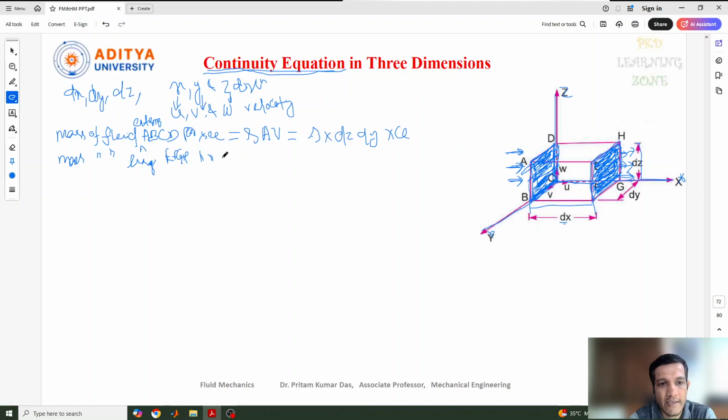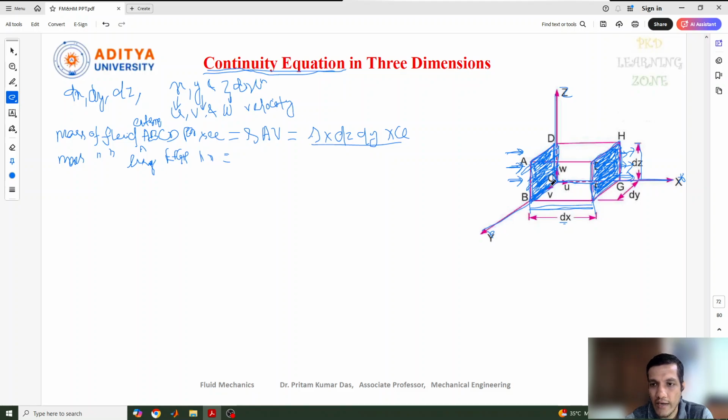per second. Similarly, here also the same formula will be there, rho AV. But we have already got this rho AV. So this fluid has already entered at this surface, correct, at this ABCD surface. Now when it is traveling with a length of dx, the mass flow rate of this fluid has already traveled a distance of dx.